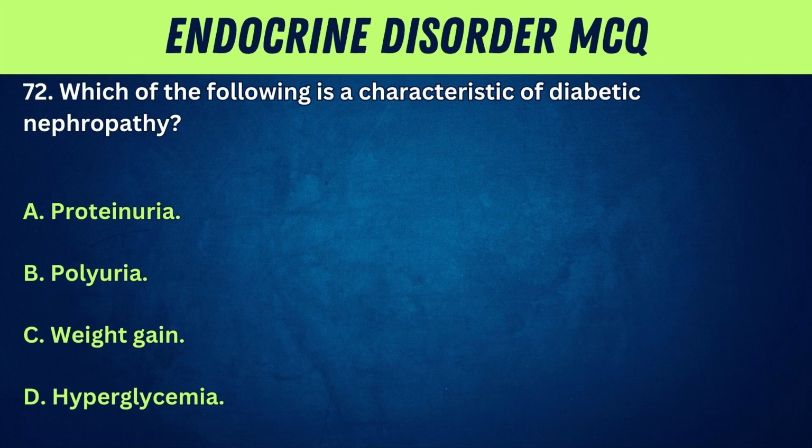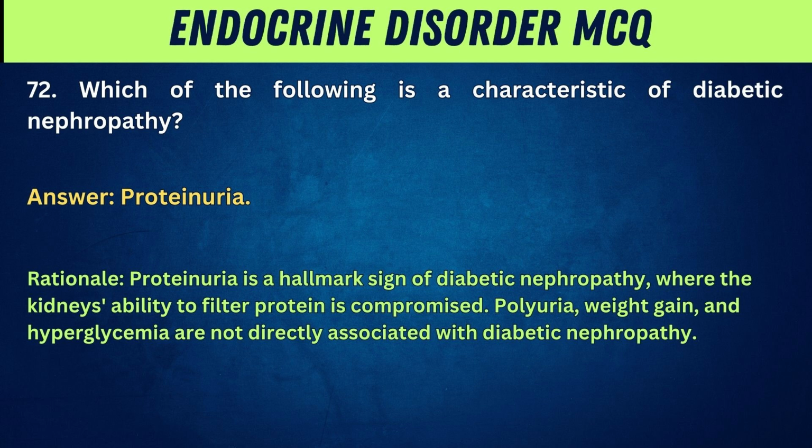72. Which of the following is a characteristic of diabetic nephropathy? A. Proteinuria. B. Polyuria. C. Weight gain. D. Hyperglycemia. Answer: Proteinuria.